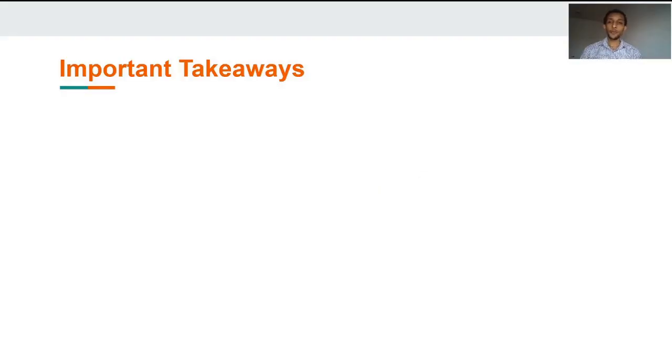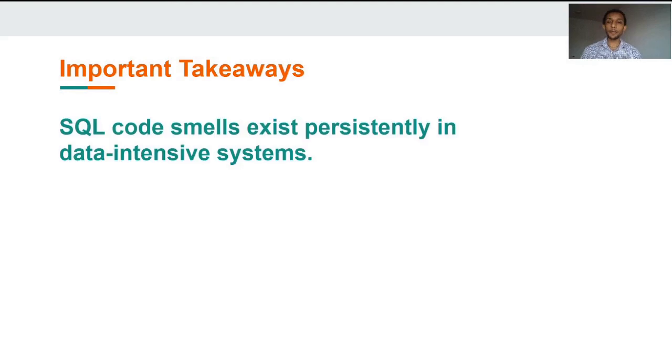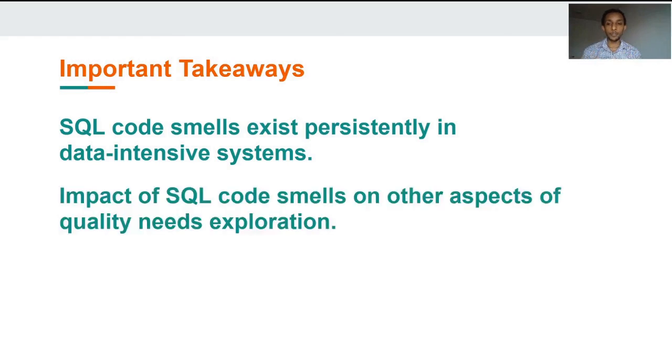One of the important takeaways from our paper is that SQL code smells in general and implicit column smells in particular exist persistently in data-intensive systems. As a result, developers need to be aware of them and consider them for fixing. We showed that traditional code smells and SQL code smells do not occur together, which shows that we need to give particular, separate attention to traditional code smells and SQL code smells.